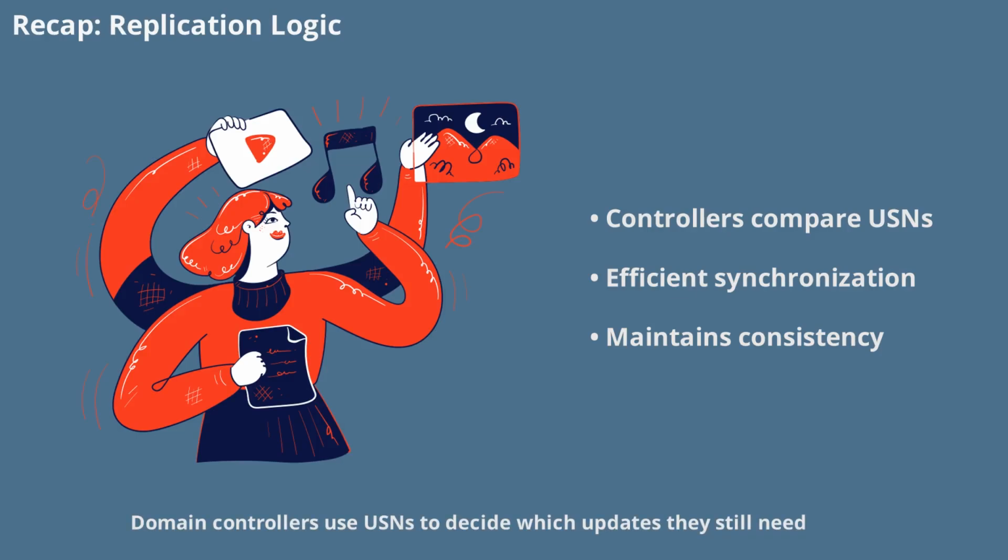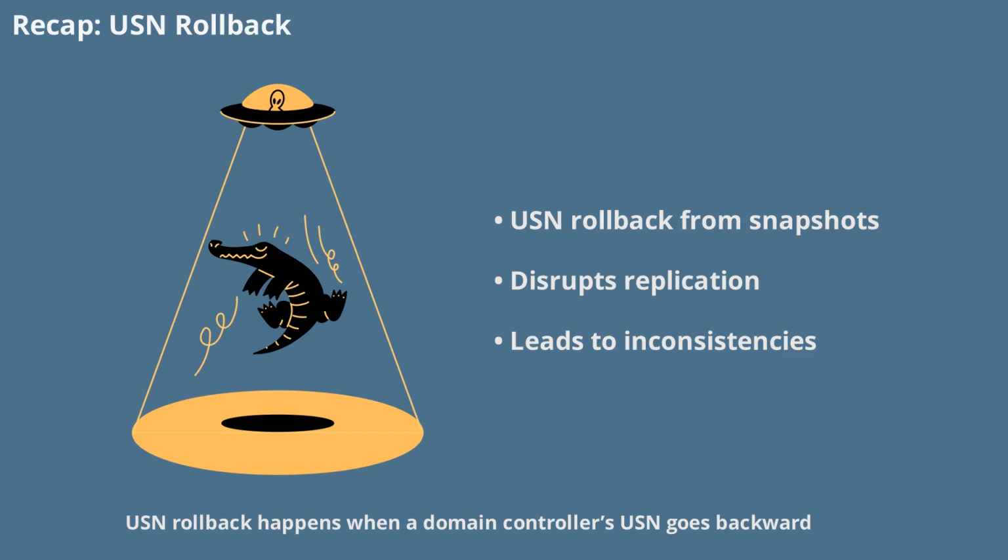Domain controllers use USNs to decide which updates they still need. By comparing their own records with those of their partners, they can efficiently synchronize changes and maintain consistency across the network. USN rollback happens when a domain controller's USN goes backward, usually due to VM snapshots or improper restores. This unexpected change disrupts the replication process and can lead to data inconsistencies if not addressed promptly.